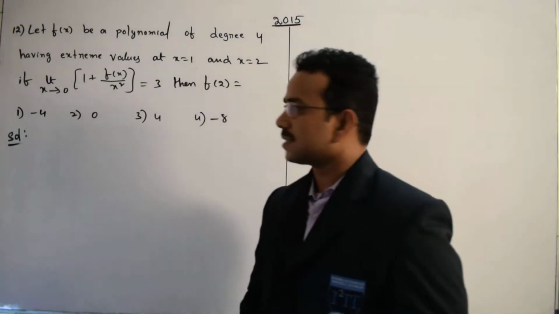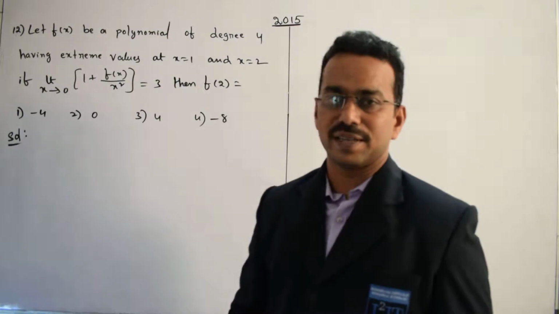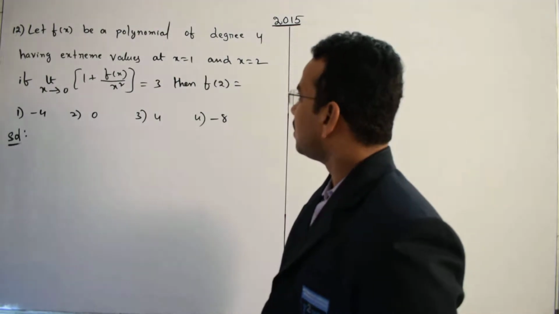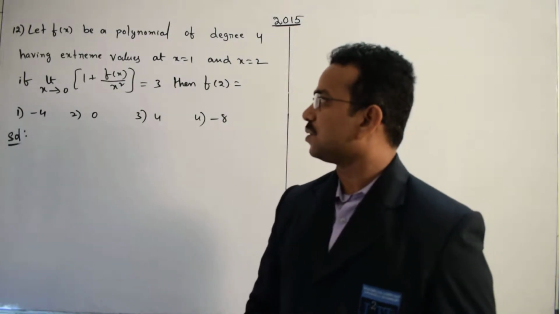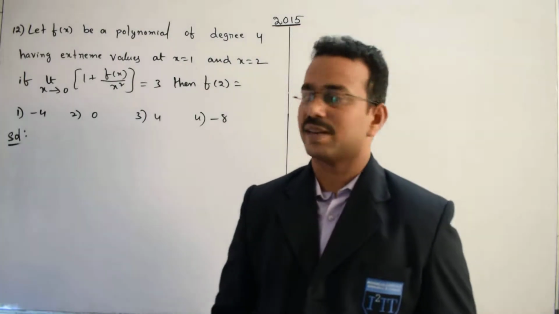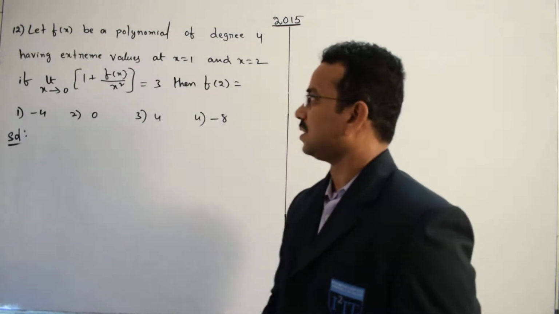Hi, let's discuss the solution of the given question. Here the question is, let f(x) be a polynomial of degree 4 having extreme values at x equals 1 and x equals 2. If the limit as x tends to 0 of (1 + f(x)/x²) equals 3, then f(2) equals how much?